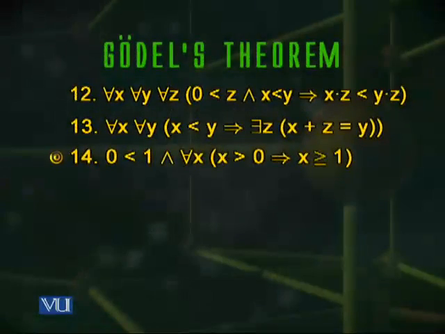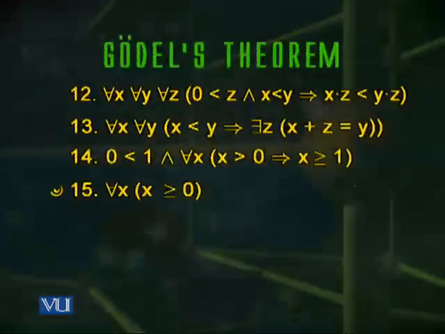Let's look at the next axiom. That says that 0 is less than 1, and for every x, if x is greater than 0, then x is greater than or equal to 1. So this axiom says that 0 and 1 are different integers, and there is nothing in between these two integers, and all other integers are larger than 1. Let's look at the last axiom. It says for all x, x is greater than or equal to 0, so 0 is the smallest natural number.